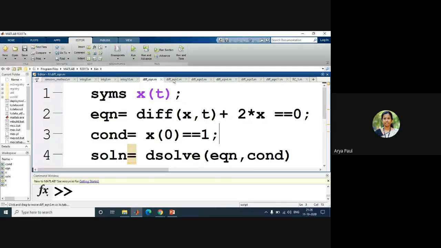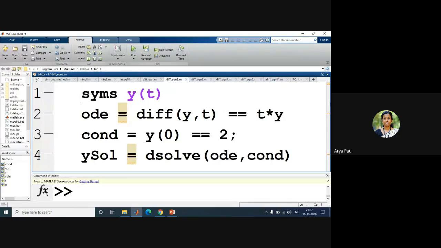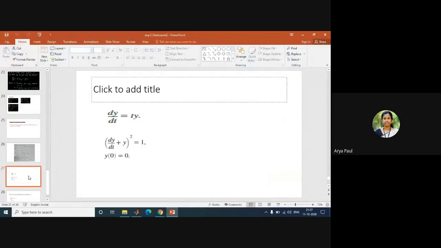Now these are some other examples. You can have your own examples. Again I am going for another example. So here next I am going for another example: dy by dt equal to ty. This is the second example I am taking: dy by dt equal to ty.